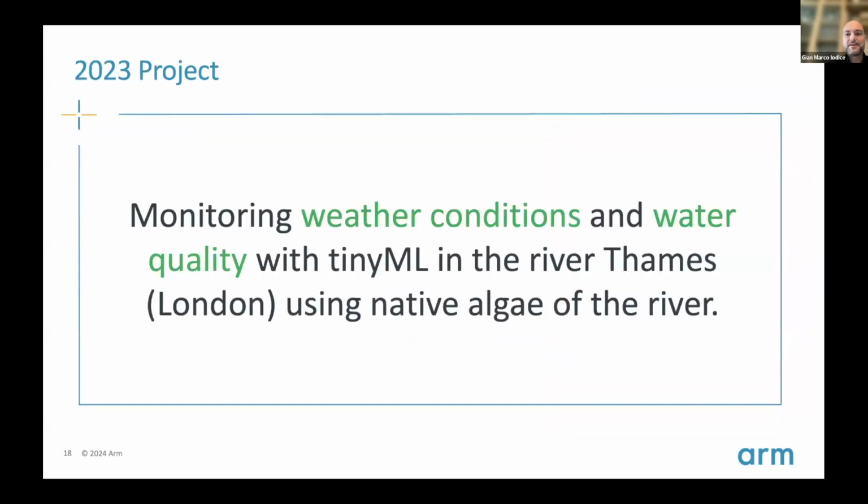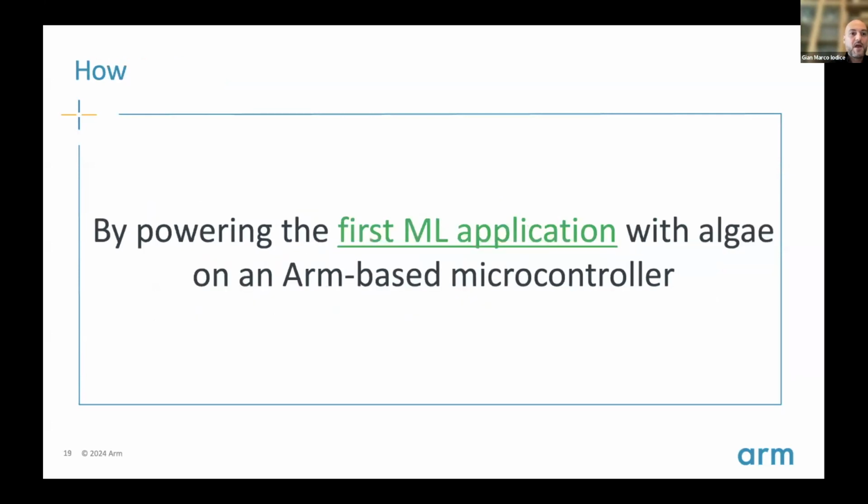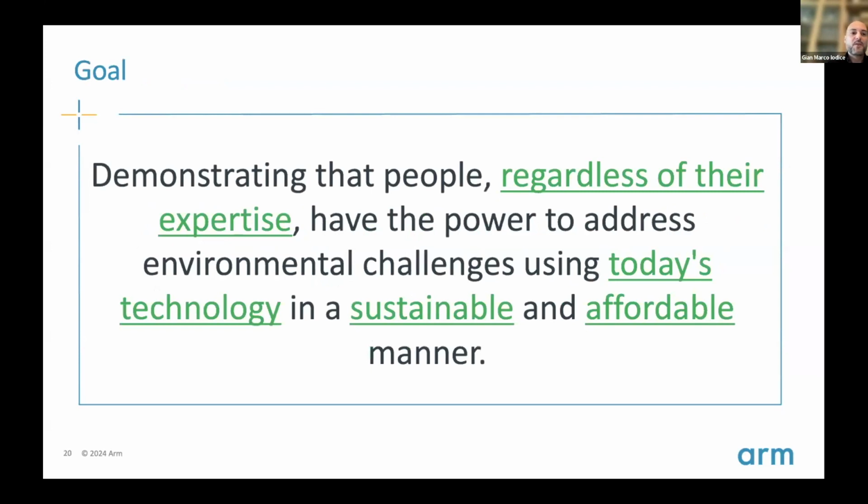And together we decided to set up a project to monitor the weather conditions and the water quality using SciTinyML in the River Thames in London, using the native algae of the river. So without using other batteries, simply going to the River Thames, taking the algae, building the device, and using this device to power a microcontroller. And from what we knew, that was the first ML application powered by algae on a microcontroller. But the overall goal was this.